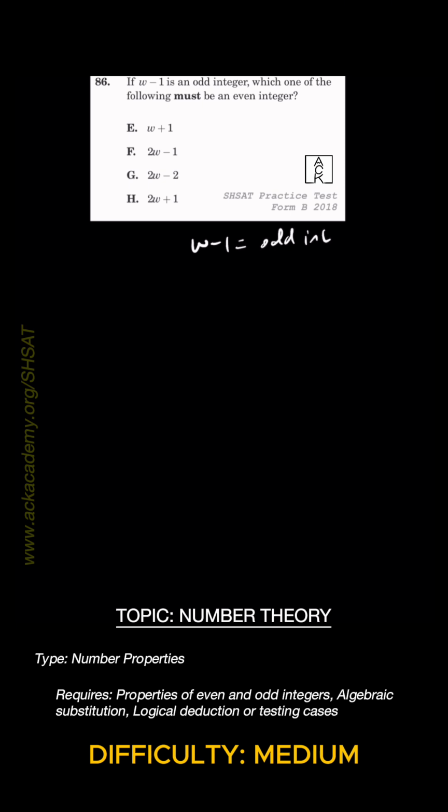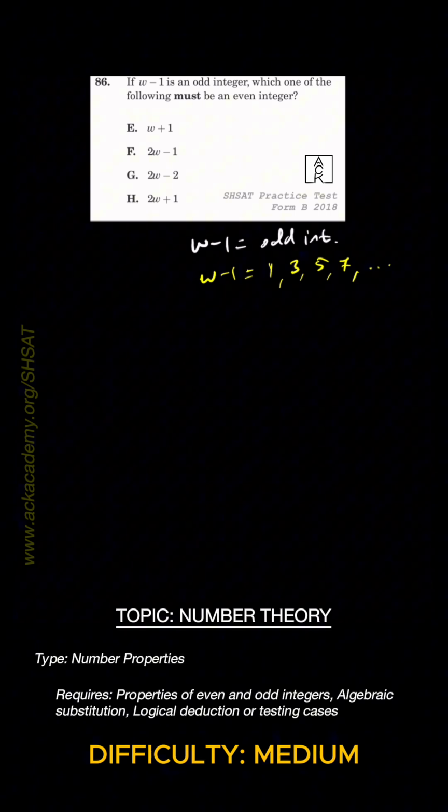So what does that mean? We can say that w minus 1 can be 1, or it could be 3, or 5, or 7, and really any number that's odd. Okay, let's just pick one. So let's just say we do 3. W minus 1 is equal to 3. That means W equals 3 plus 1, 4.